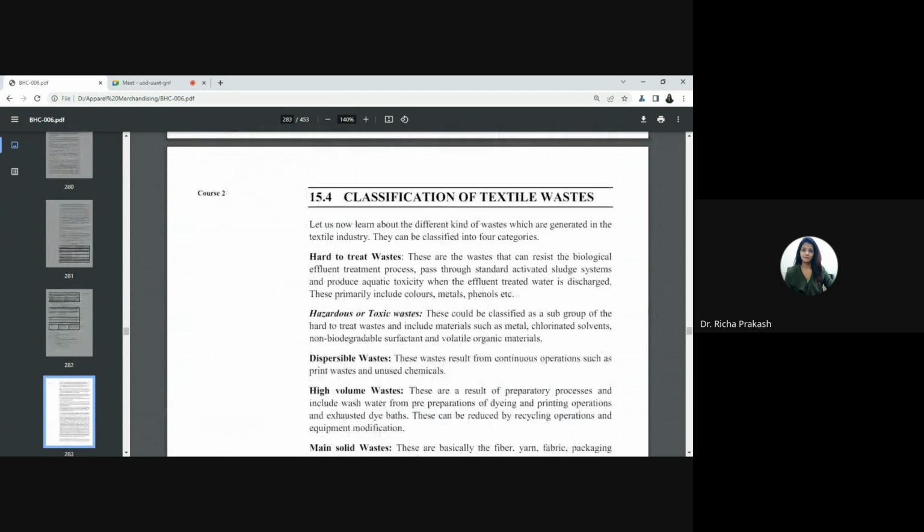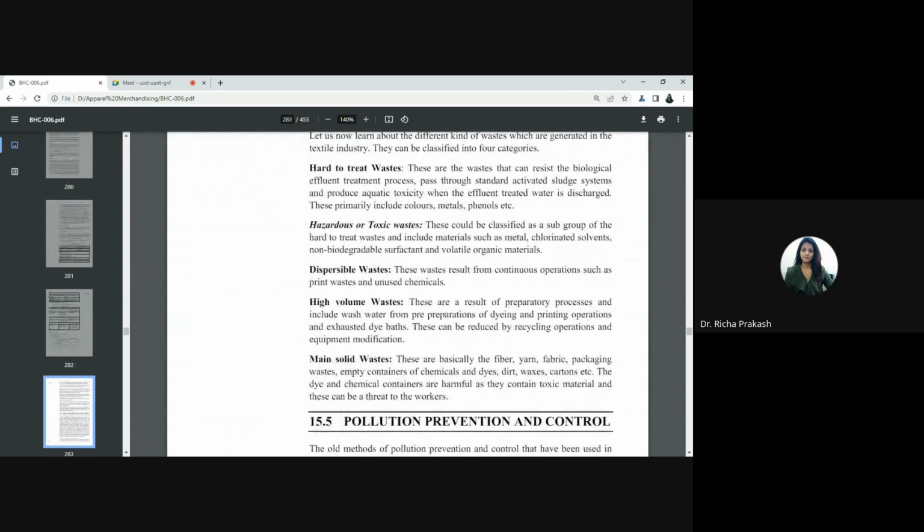Then classification of textile waste. There are different types of textile waste depending on how much we can treat them. Actually hard to treat waste. There is certain waste that cannot be treated. So if we have heavy metals, colors, or phenols, तो these textile wastes cannot be treated at all and recycle नहीं हो सकता है.